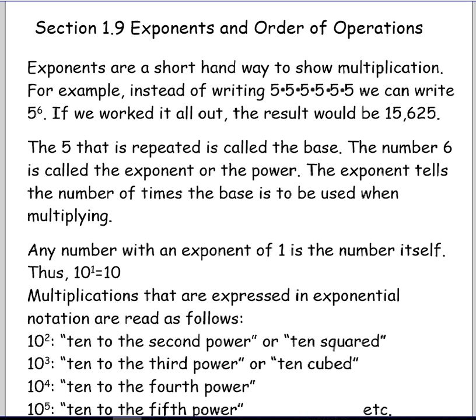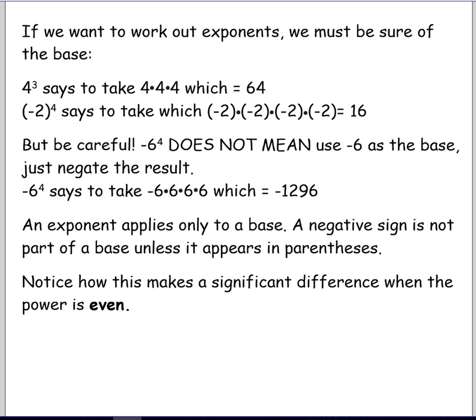Multiplications that are expressed in exponential notation are read as follows. 10 to the second power is also called 10 squared. 10 to the third power is also called 10 cubed. Then we have 10 to the fourth power, 10 to the fifth power, etc. If we want to work out exponents, we must be sure of the base. So 4 to the third power says to take 4 times 4 times 4, which is 64. So 4 is the base there.